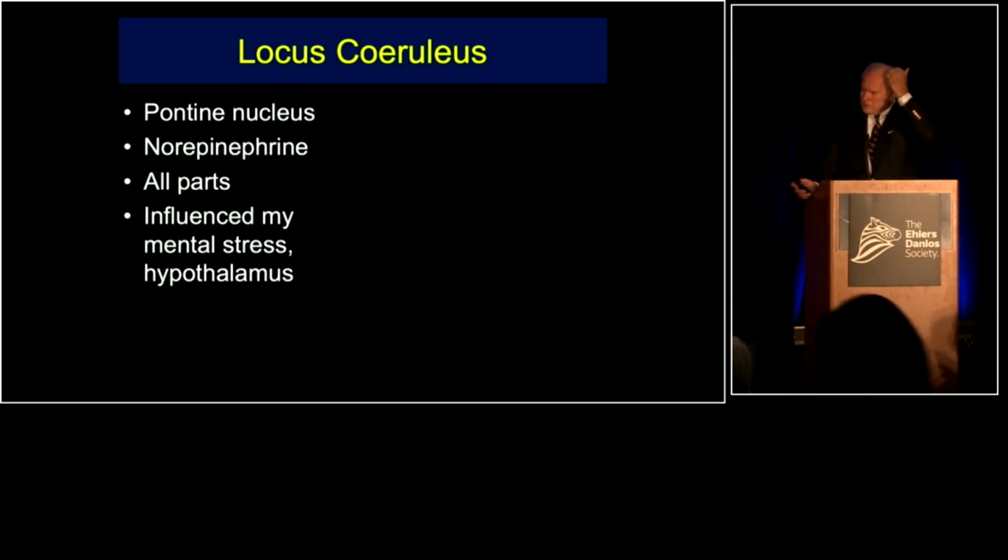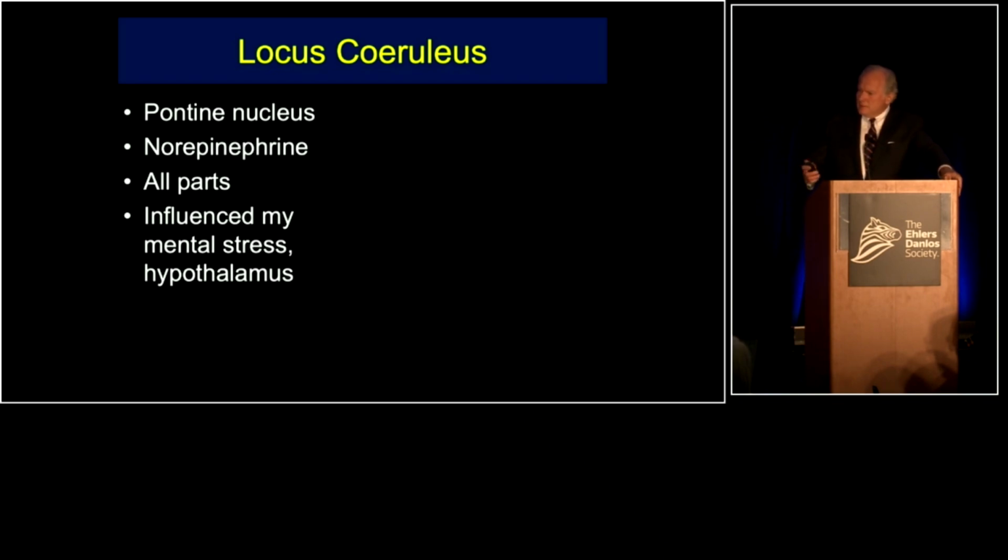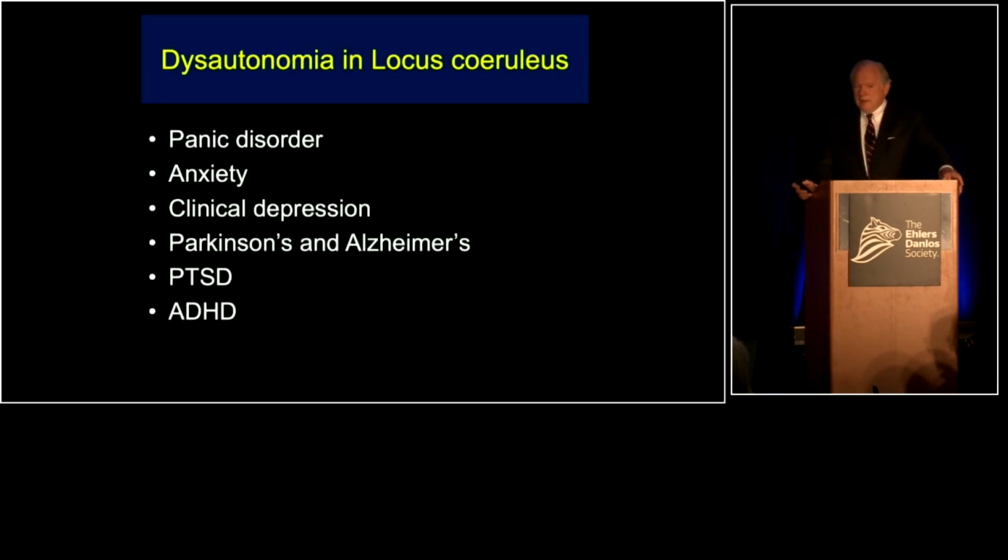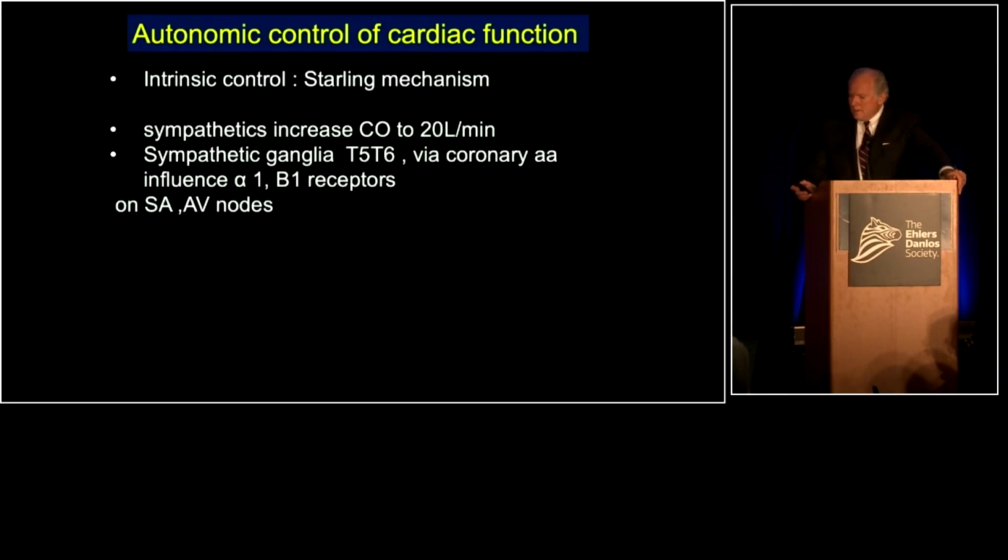Now, there's a very important locus in the brain called the locus ceruleus, and if you get a fright, this is the locus that sends norepinephrine throughout your entire brain to immediately alert the entire brain. It can be influenced by mental stress and by the hypothalamus. And disorders of the locus ceruleus can cause a panic disorder, anxiety, the flip side, which is depression. It's thought to participate in Parkinson's and Alzheimer's, post-traumatic stress disorder, and ADHD.